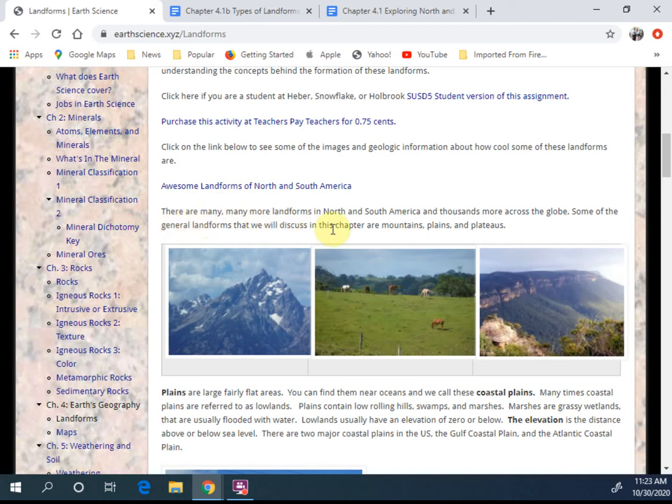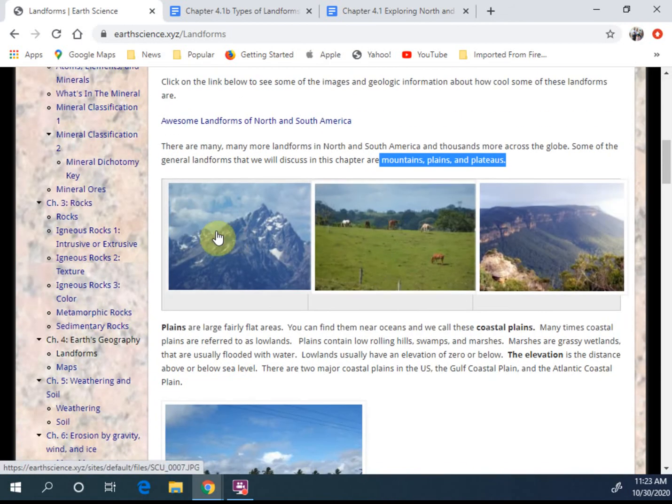There are many, many more landforms in North and South America than what I asked you to find. There are thousands more across the globe. Some of these general landforms we will discuss in this chapter. And those that can be generalized and encompass a majority of those landforms are these here: mountains, plains, and plateaus. You will want to write these down and provide within each of those specific landform generic groups, definitions, examples, and drawings. So leave space for each one of these. And this is an example of mountains, plains, and plateaus.